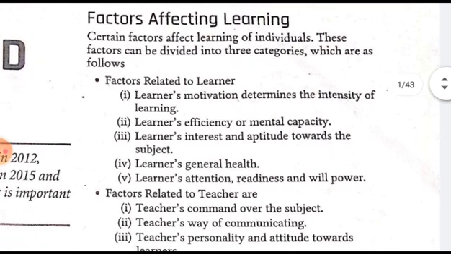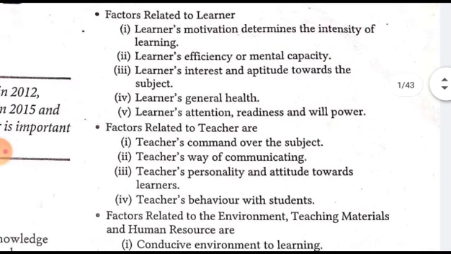Factors affecting learning. Certain factors affect learning of individuals. These factors can be divided into three categories which are as follows. Factors related to learner. The factors related to learners are as follows. First, learner's motivation determines the intensity of learning. Second is learner's efficiency or mental capacity. Third is learner's interest and aptitude towards the subject.